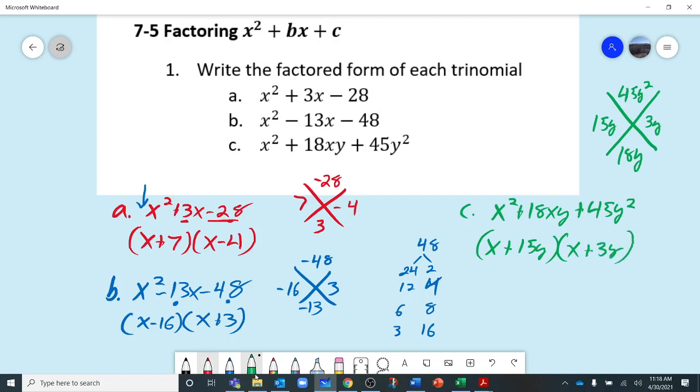And then just to do a real quick double check, I'm going to multiply this back out, and I should end up where I started. So x times x is x squared. x times 3y is 3xy. 15y times x is 15xy. And 15y times 3y is 45y squared. 3xy plus 15xy is 18xy. And that is where I started, x squared plus 18xy plus 45y squared.